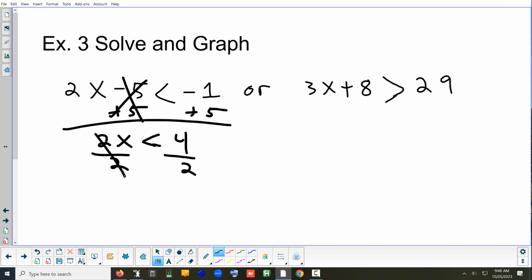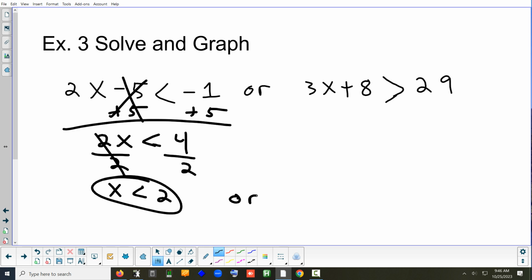2 divided by 2 cancels out. Molly, what do I get for my final answer? X is smaller than 2? Yeah, so x is less than 2, smaller than 2. Yep. Okay, or, and now we'll solve the other one.